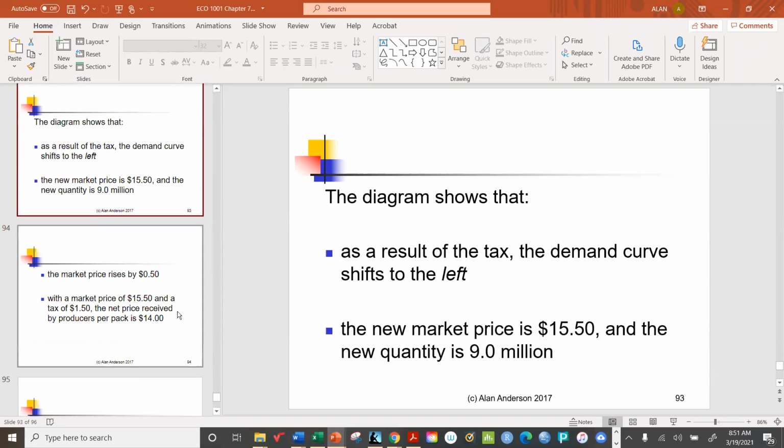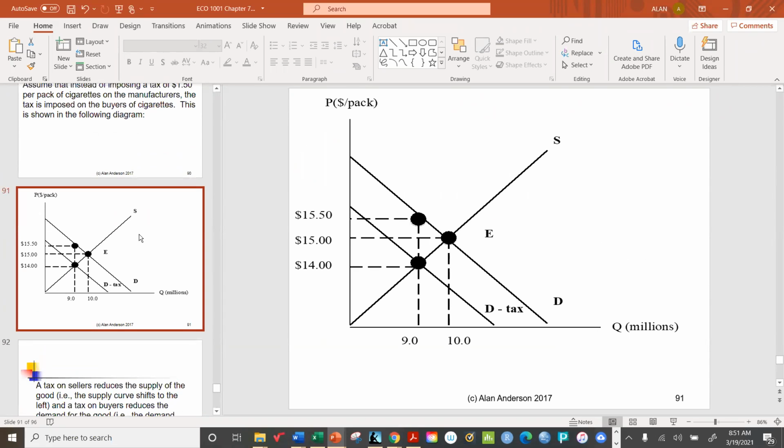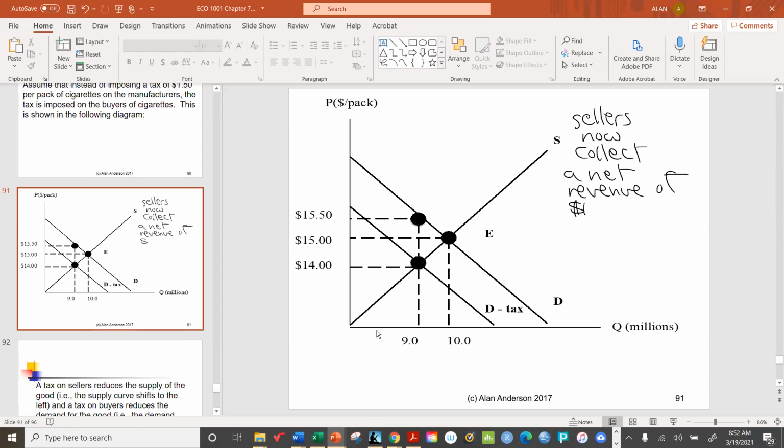So anyway, in this case, you can see what the net effect is. The market price goes up to $15.50, and the tax collected by the seller is $14. So this is very much like the case we had earlier. So sellers now collect a net revenue of $14 per pack, because the market price is $15.50 and they're paying $1.50 in the tax.